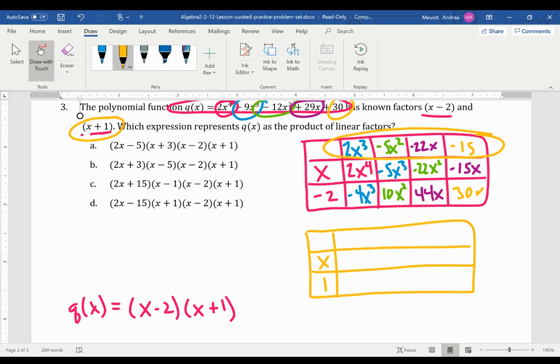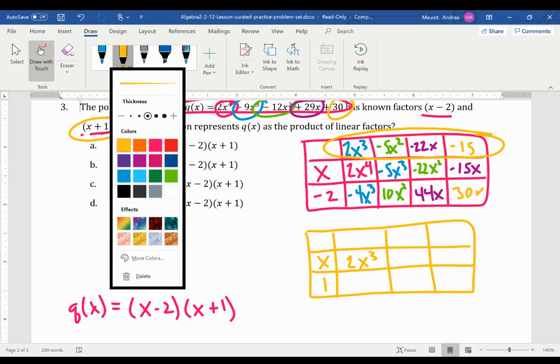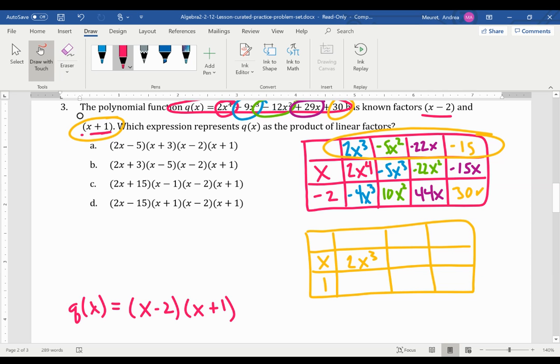My initial target is 2x to the 3rd. And then I just need 3 columns here. Okay? So my initial target, like I just said, is 2x to the 3rd. And so x times 2x squared is 2x to the 3rd. And 2x squared times 1 is 2x squared. And then, so I got my first target.